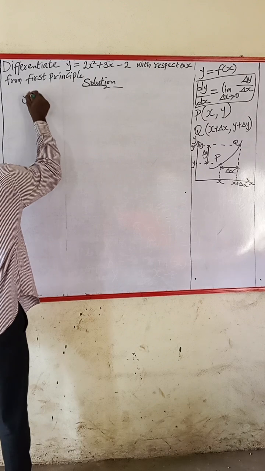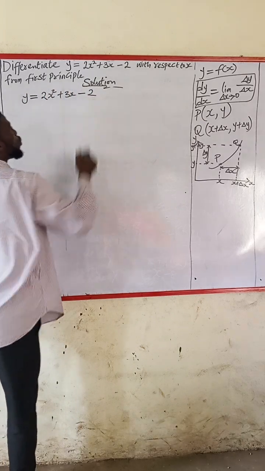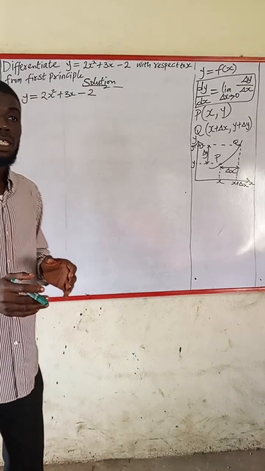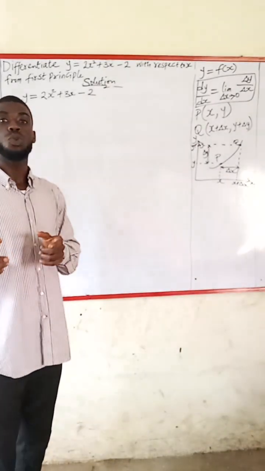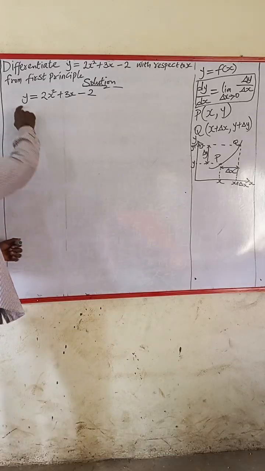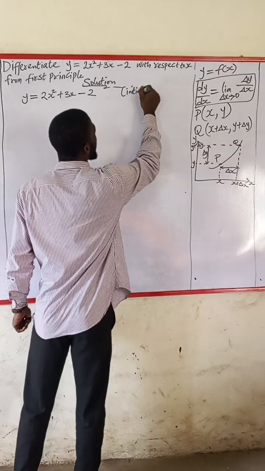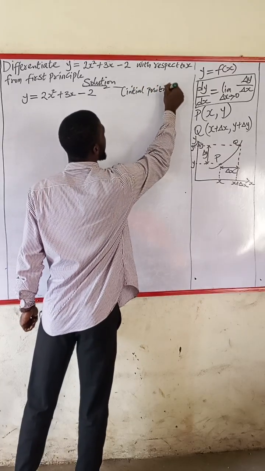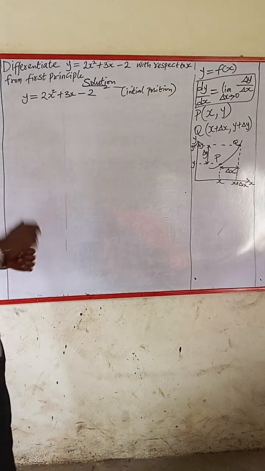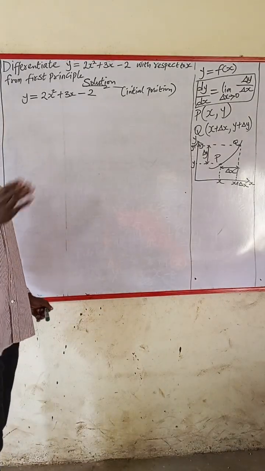So we have a question that says that y is equals to 2x squared plus 3x minus 2. We want to see the rate at which y changes with respect to changing x. Now, this is the first position or the initial position. Now, let's consider any change at all. For any change at all, we are going to say that this is going to be changing y and changing x.